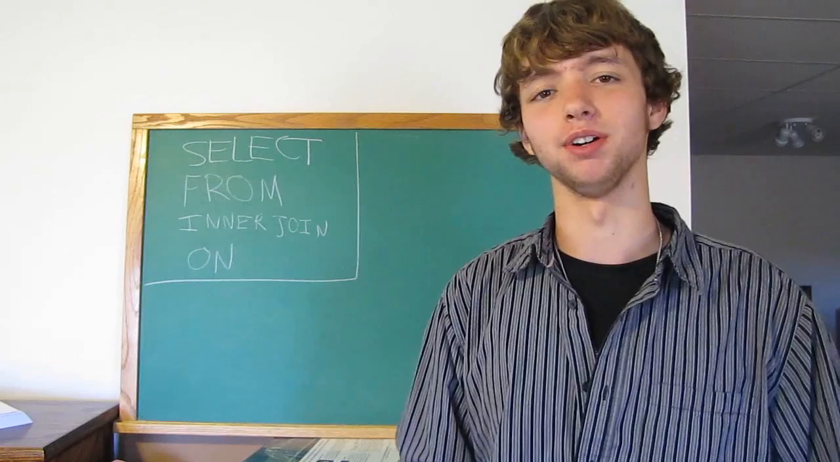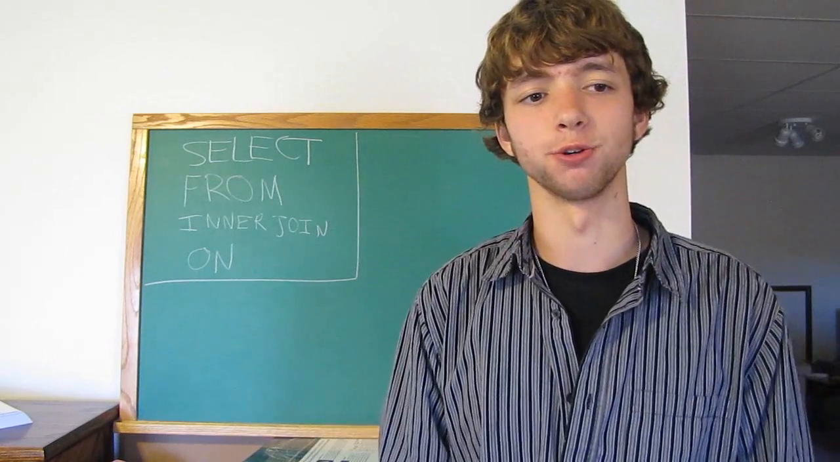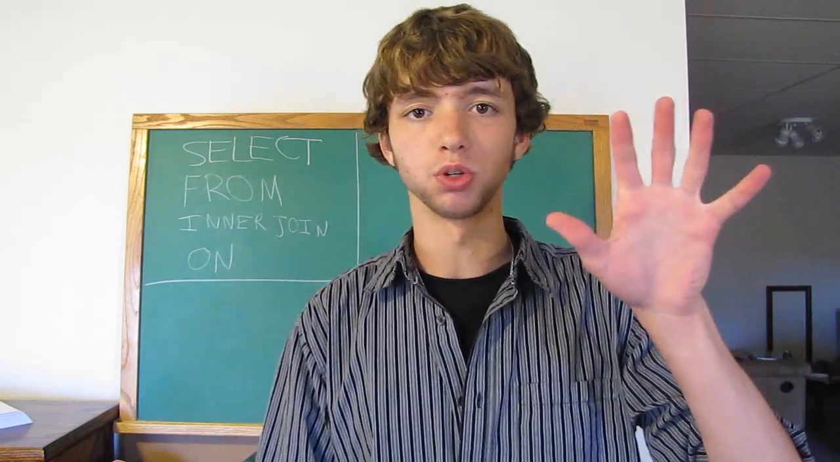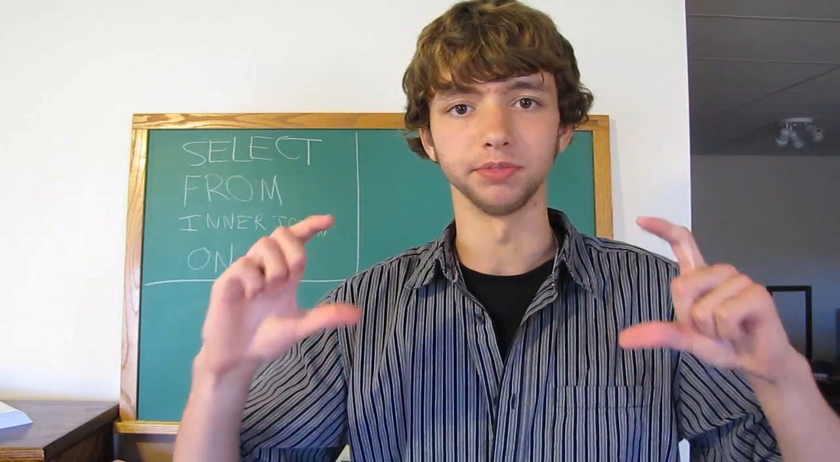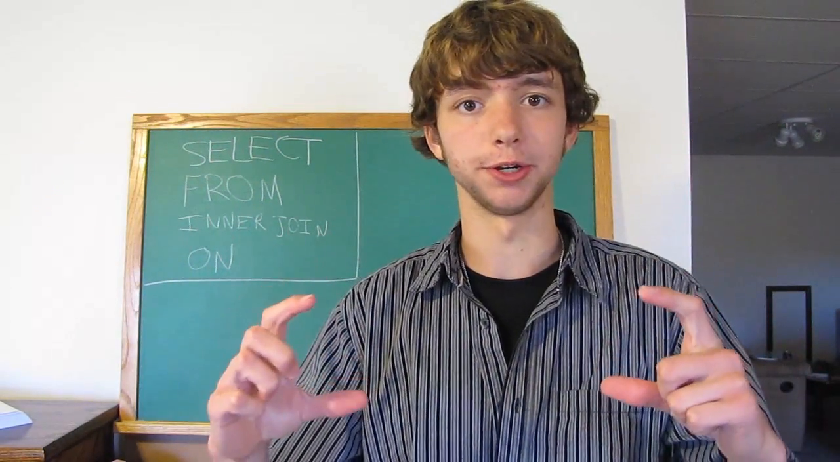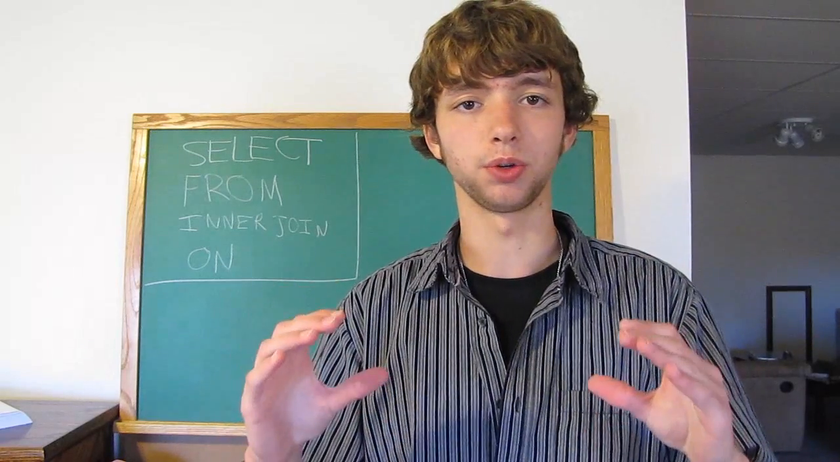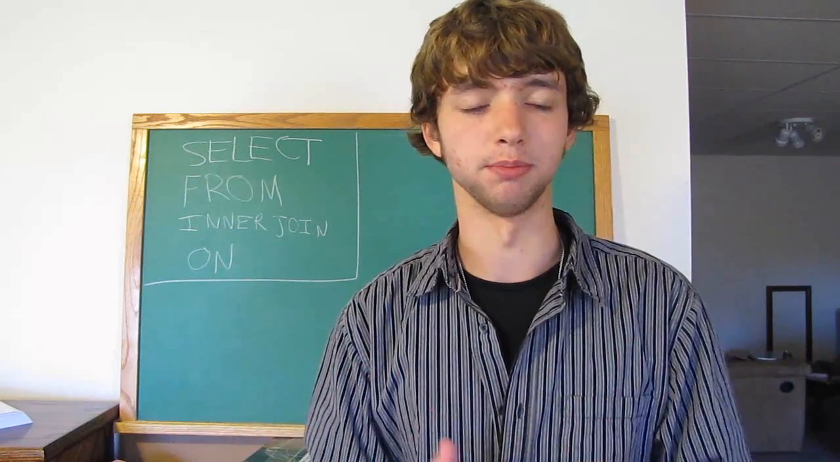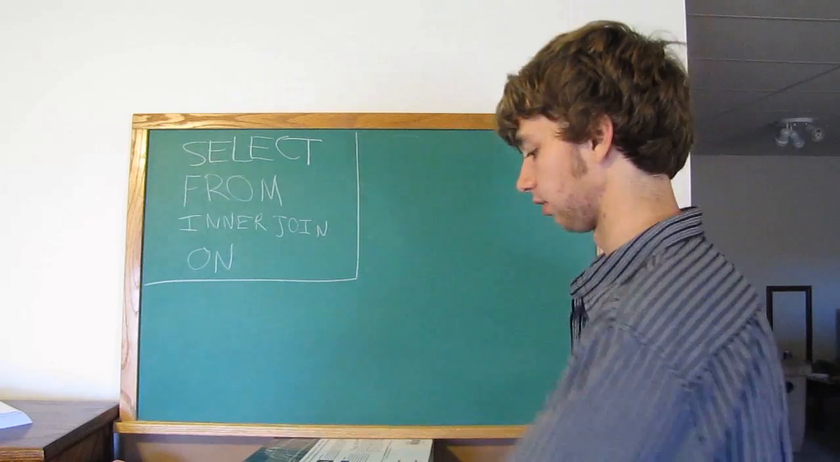Basically, an inner join will take information from one table and information from another table and combine it into another table for your query result. And it's only going to take what's similar between them. So let me explain this a little bit further.